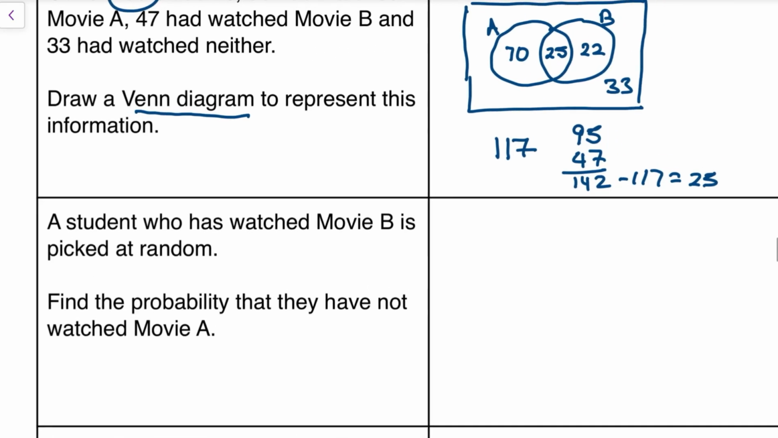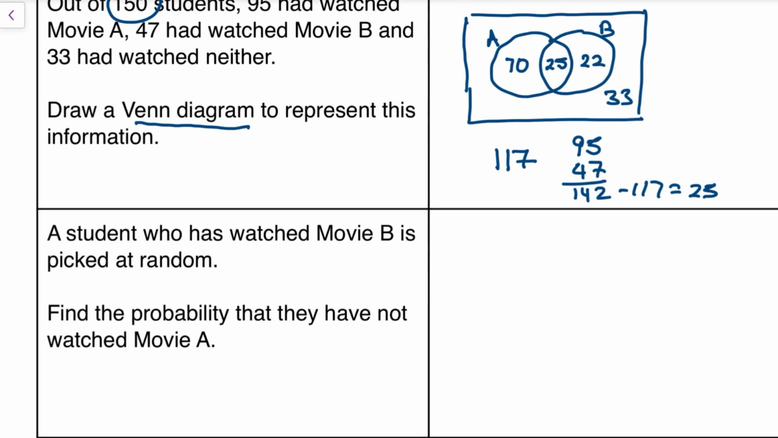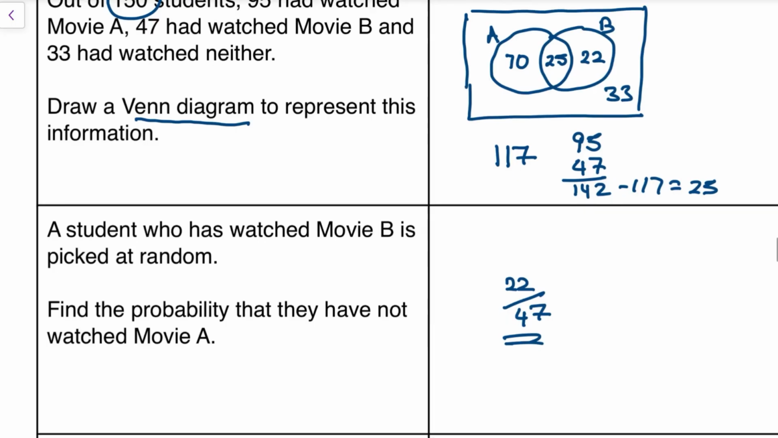Oh, actually it continues, there we go. A student who has watched movie B, okay. So out of the 47 students who have watched movie B, I'm picking one at random, find the probability that they have not watched movie A, so it must be some of the 22 that only watched movie B, so it's going to be 22 over 47. Conditional probability question, good question.